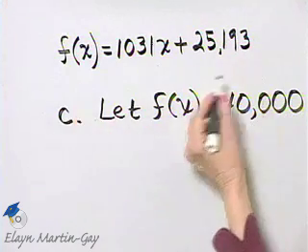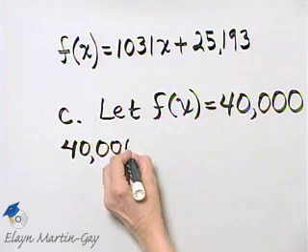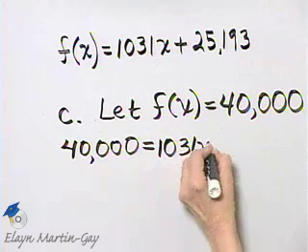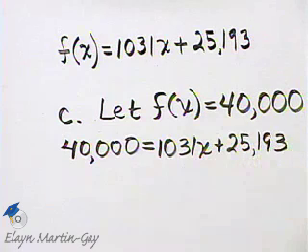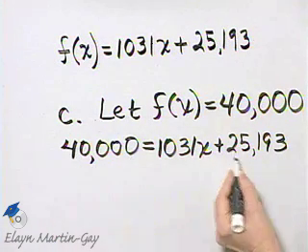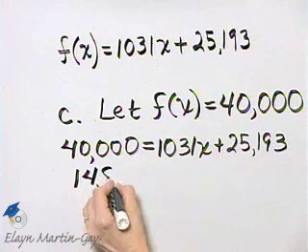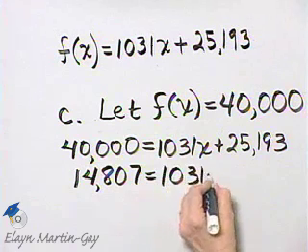So here I'll use the same function, but instead of f(x), I write 40,000, and that equals 1,031x plus 25,193. Now, how do I solve this equation for x? I subtract 25,193 from both sides. If I do so, this minus 25,193 is 14,807. And that equals 1,031x.